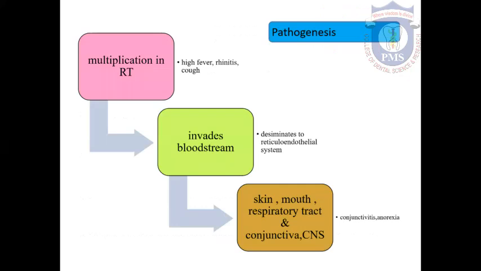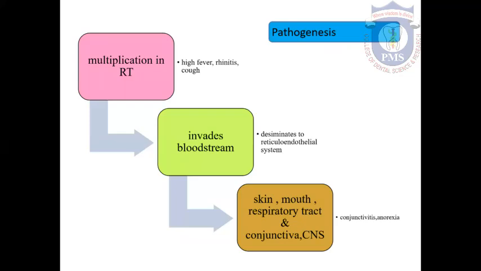Now, the route of spread. Multiplication in the respiratory tract. The virus multiplies locally in the respiratory tract, then spreads to regional lymph nodes. Enters into the bloodstream in infected monocytes causing primary viremia. Further multiplies in reticuloendothelial system, spills over to blood, that is secondary viremia, disseminates to various sites.